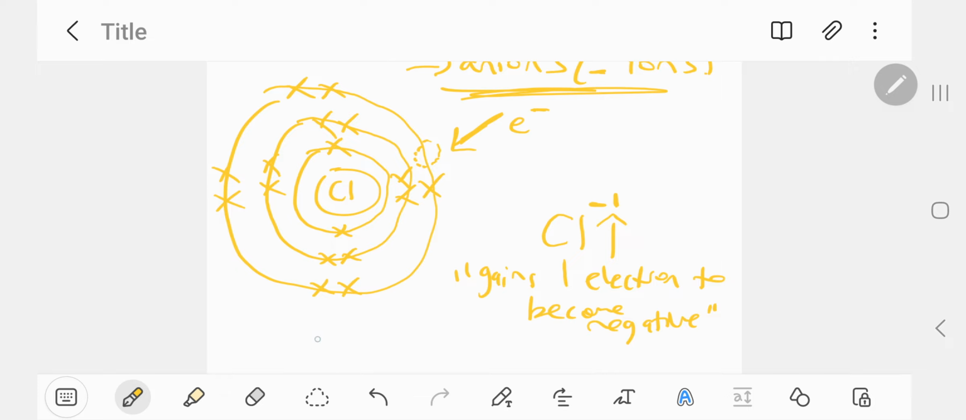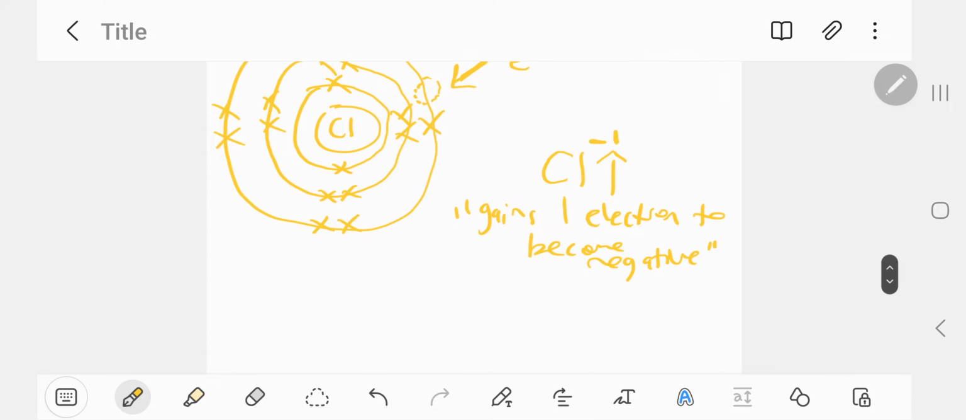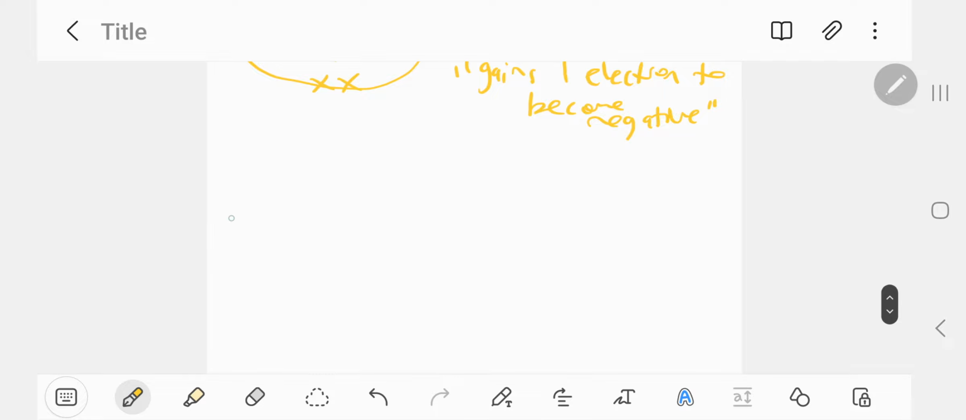Okay, before it was neutral, the chlorine. If you give it more electrons, it's now negative overall. Just the trick with the periodic table, you need to know this for the exam.